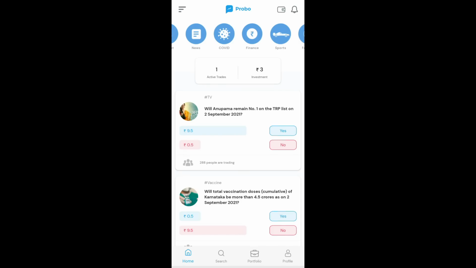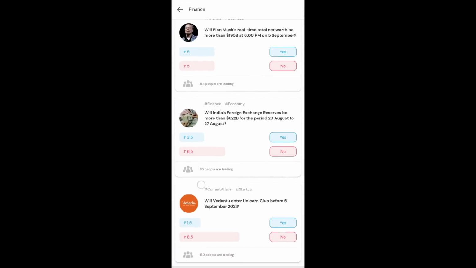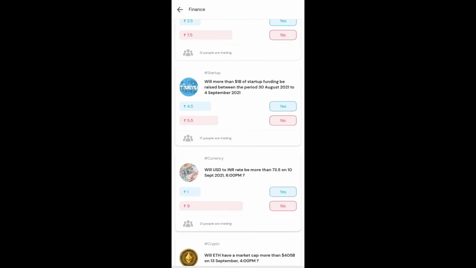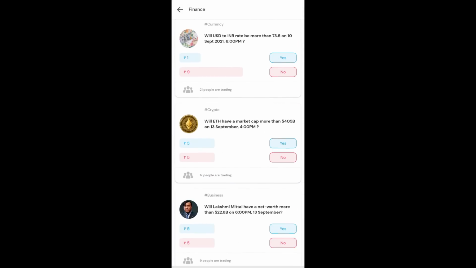Now, what I love about Probo is that it can literally dole out free money if you're good at analyzing stuff. So let me show that to you via an example. So I will go and trade on Probo and I will pick a topic which I understand. So I'll probably go in the finance field and I'll scan through some of the questions. So I see a very interesting question about Ethereum, where they are trying to estimate: will Ethereum have a market cap of more than $405 billion as on September 13th, 4 p.m., right?